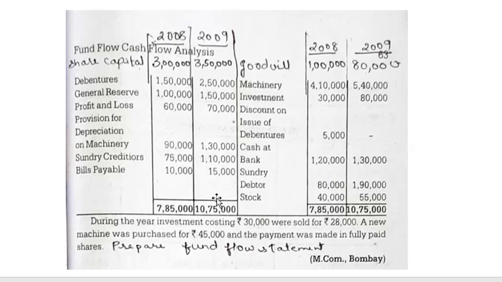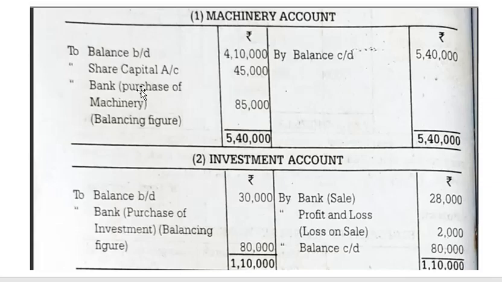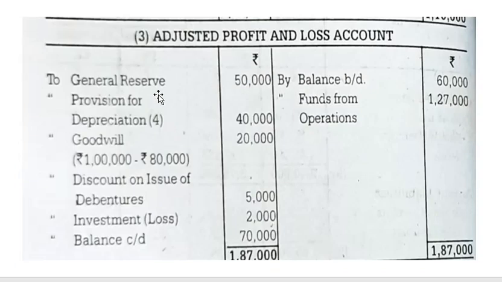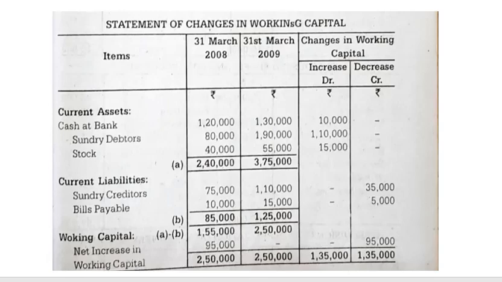Then you have to see the machinery account. In the machinery account, is there any profit and loss account? No, so it will not come. Investment, yes, there is a 2,000 profit and loss account. See here, in the adjusted profit and loss account, general reserve, goodwill, depreciation that is 40,000, discount, loss on sale of investment. All these I have explained while doing the problem itself. You have to check and write one by one.